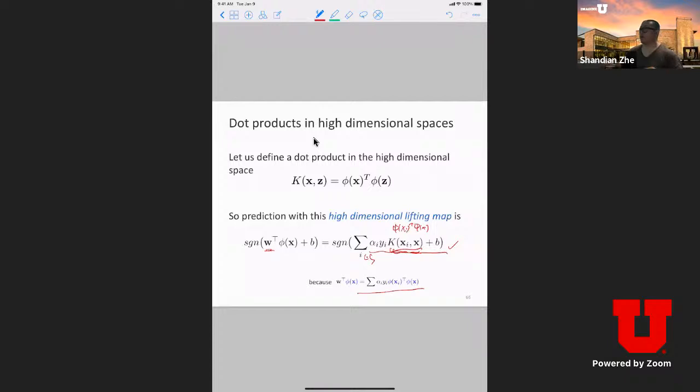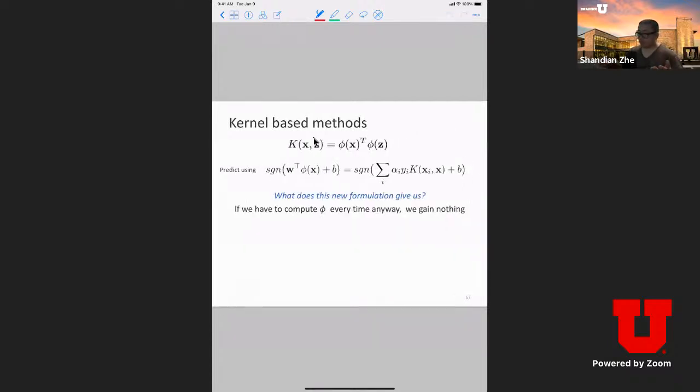And what's the meaning of this, right? If we explicitly compute this function, namely, if we want to compute the k of x and z, every time we need to first perform the nonlinear feature mapping and then calculate the inner product, it means nothing, right? It's just a notation replacement. It doesn't show anything. In other words, if we have to compute this feature mapping every time explicitly, we gain nothing in computational advantages.